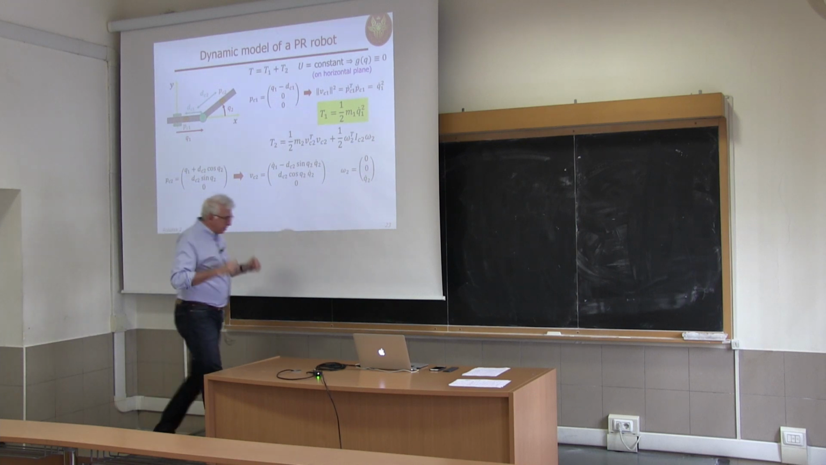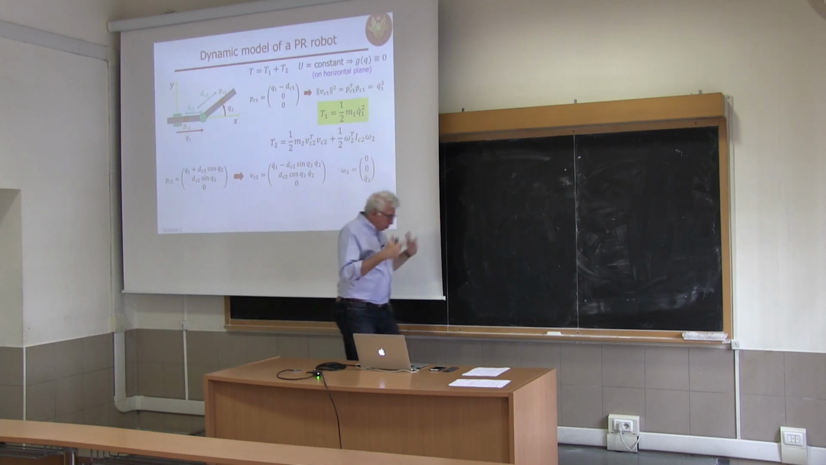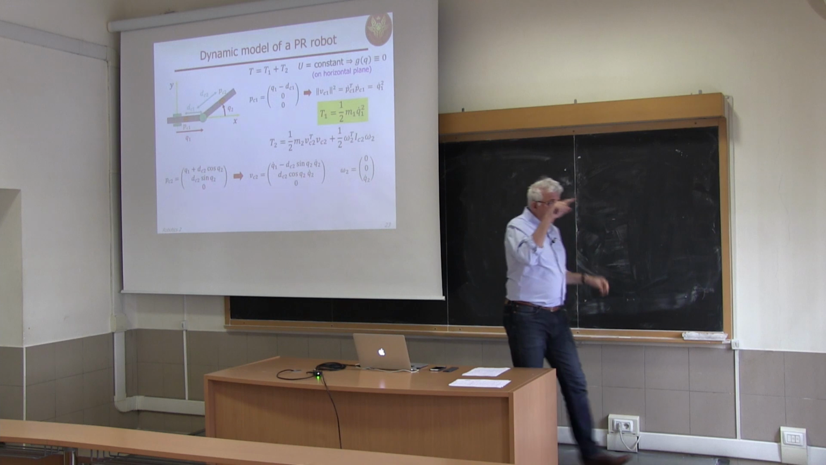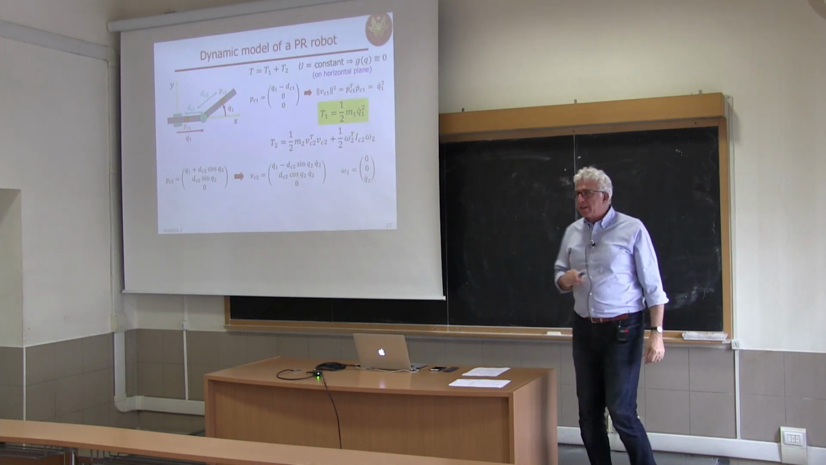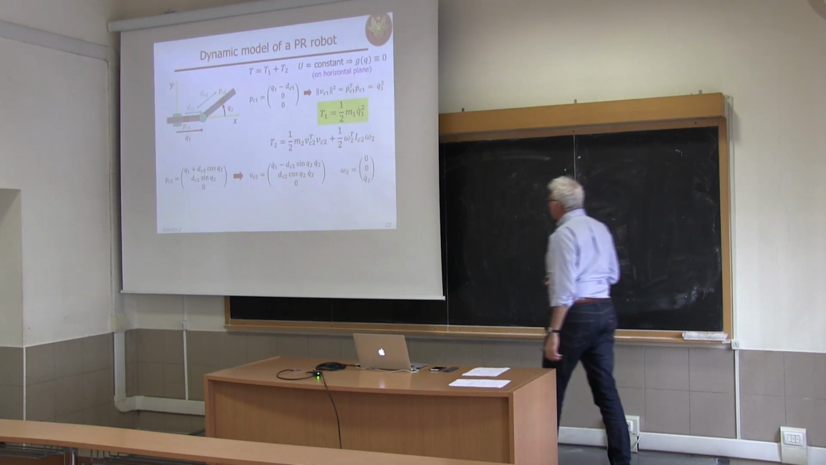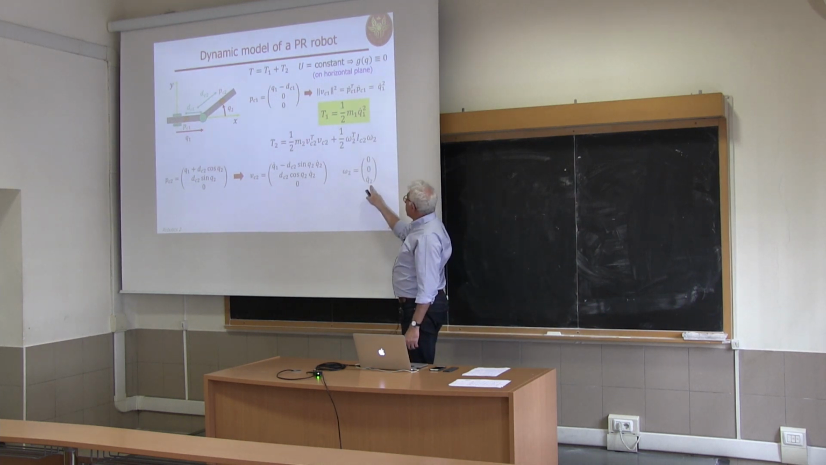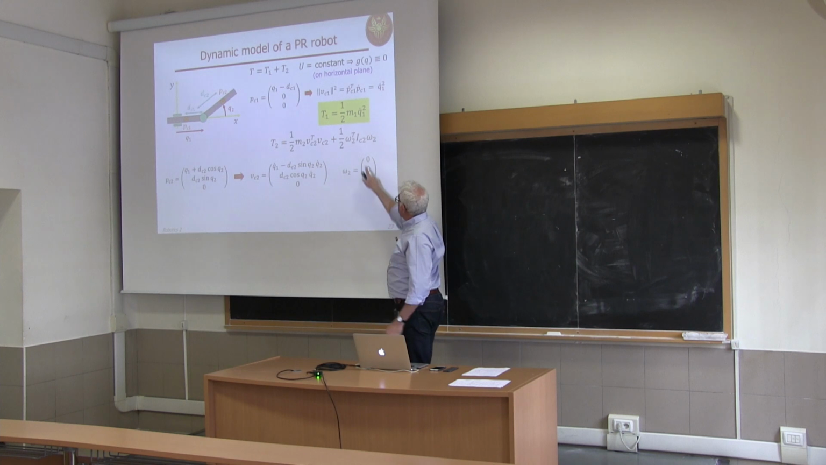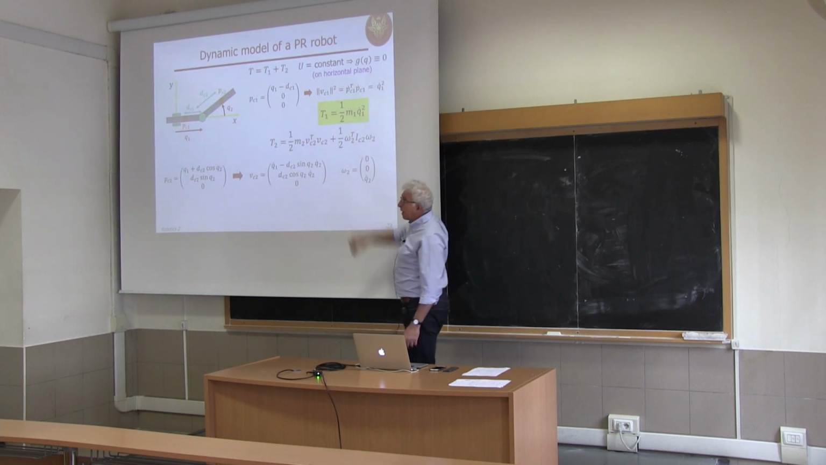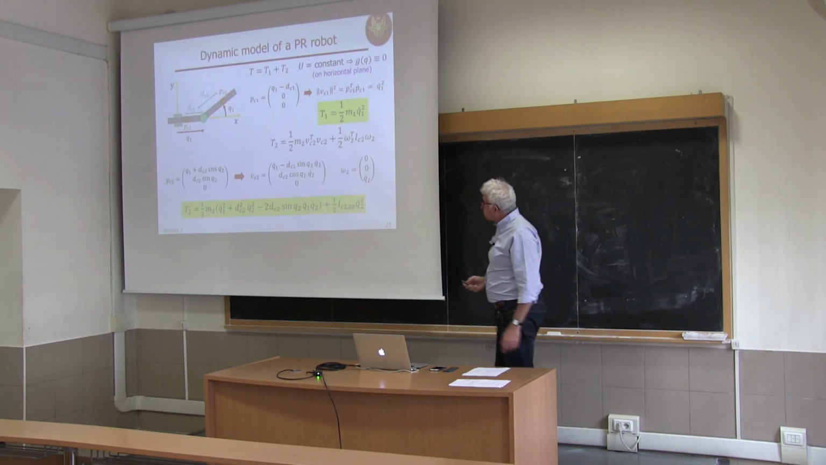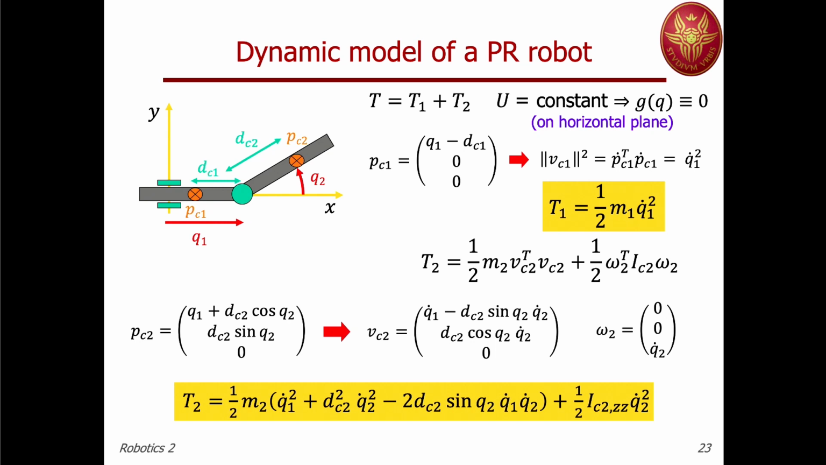No matter if this matrix is diagonal or not, you're only looking at the ZZ component, so the element 3,3 in this inertia matrix, because you're singling it out by this product. So 0, 0, q2 dot, and 0, 0, q2 dot for the transpose, so you're taking only the element 3,3 in this matrix.